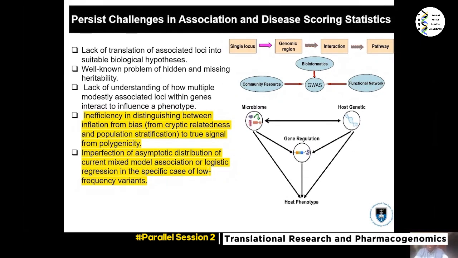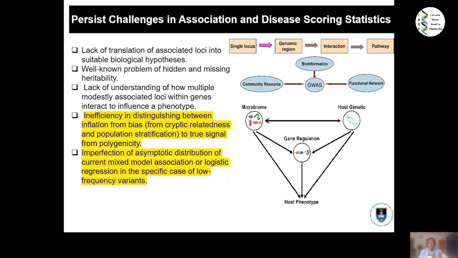The second one is the imperfection of the asymptotic bias distribution of a mixed model or a logistic regression, which imposes on us to remove SNPs with low minor allele frequencies. We are losing a lot of those rare variants that can actually explain polygenicity, or can contribute to risk prediction. And even though today there's excitement to use whole genome sequence to cover more regions of the genome, when you conduct GWAS, we always remove rare variants. That is the challenge that still remains, how to resolve this asymptotic bias in mixed models.